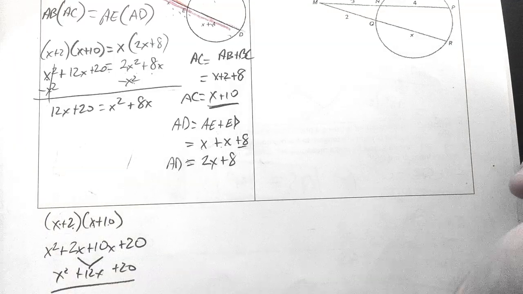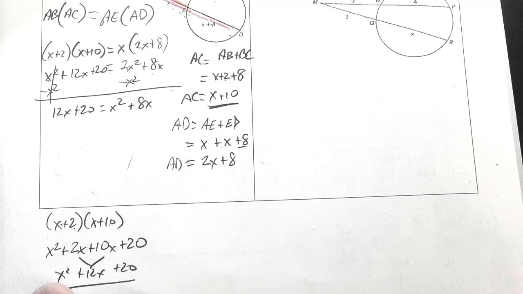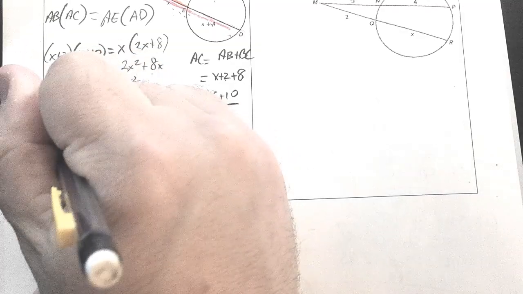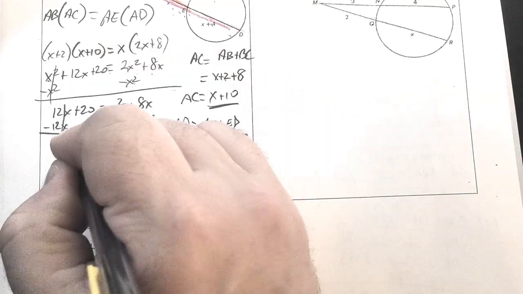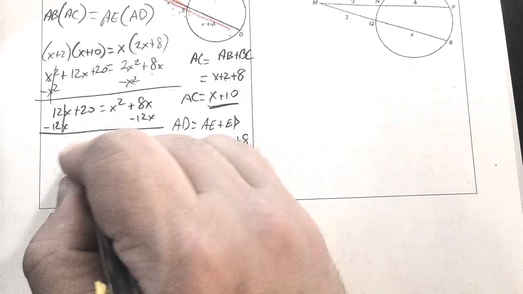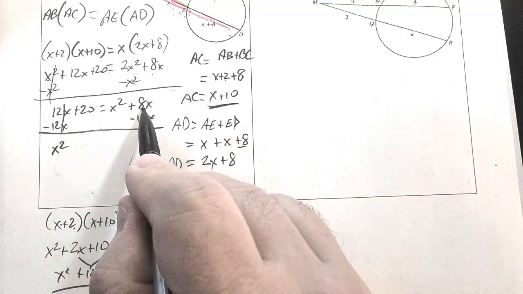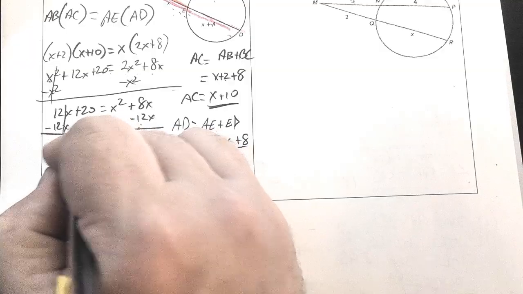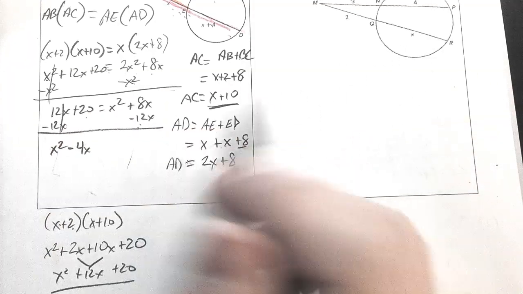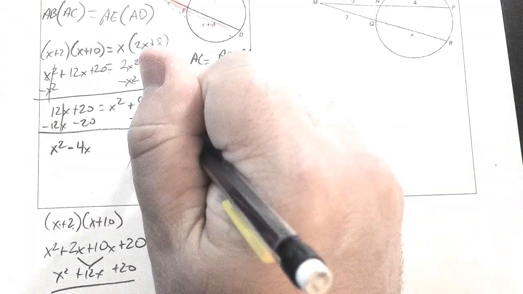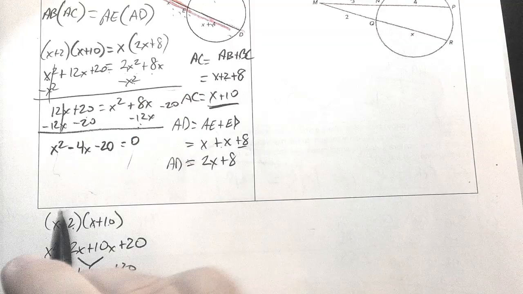All right, so let's try to put everybody together. Let's just subtract the 12x from both sides. So these are canceled. And then over here, I'm just going to start scooting this over. So x squared, 8x minus 12x, so we have a negative 4x. And then the 20 is going to have to come over too. So we're just going to subtract 20 and then subtract 20. So it'll be minus 20 equals 0.